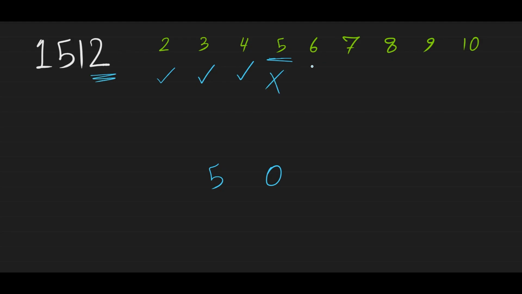Moving on, let's look at 6 here. This one's also pretty easy. A number is divisible by 6 if it's also divisible by 2 and 3. We already established that 1512 is divisible by 2 and 3. So by default, it is also divisible by 6.